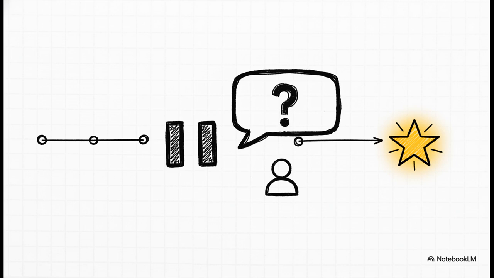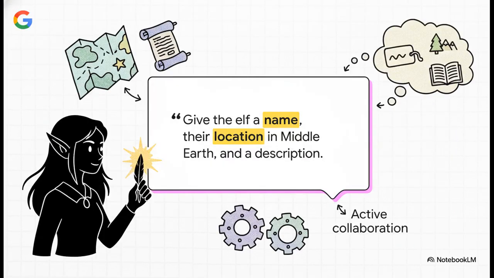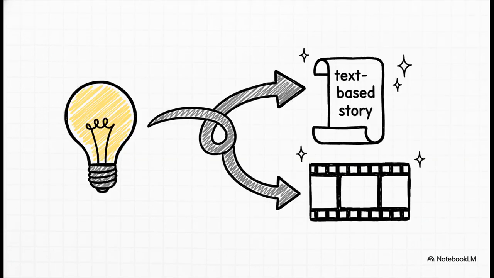It paused the whole process to ask for more info just to make sure the final result would be that much better. It literally stopped and asked, hey, can you give the elf a name? Where in Middle-earth are they? Can you give me a description? It's that kind of active back and forth that takes the output from something kind of generic to something genuinely creative and high quality. And the final result from just that one simple prompt and that quick little chat? A really well-written story, plus a dynamic 75-second video bringing it to life. All of that created in just minutes, starting from a single idea.